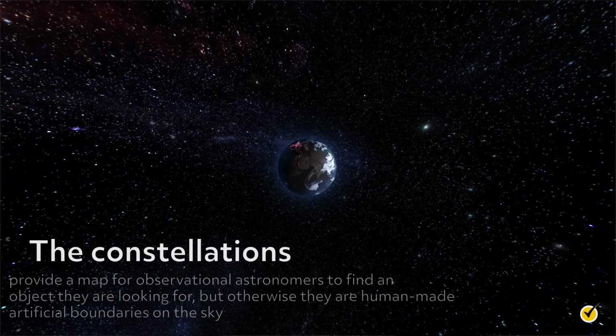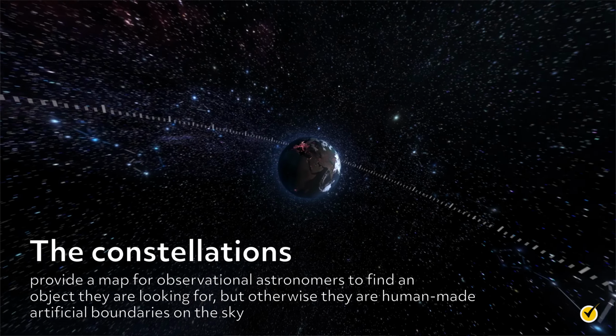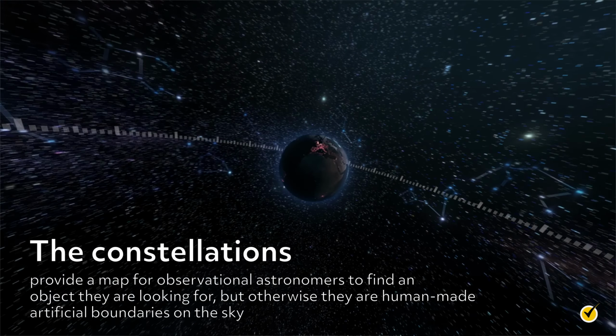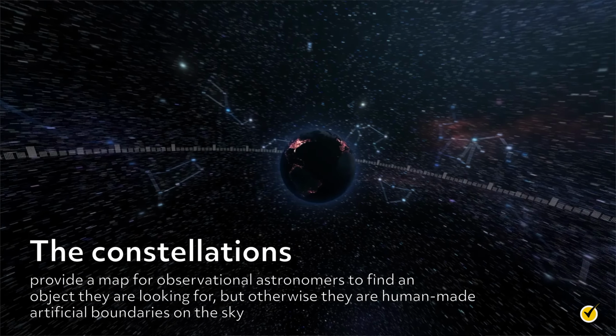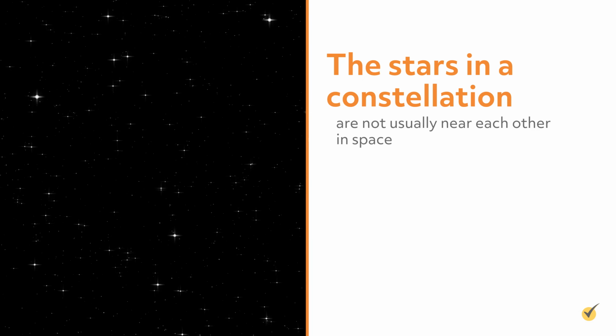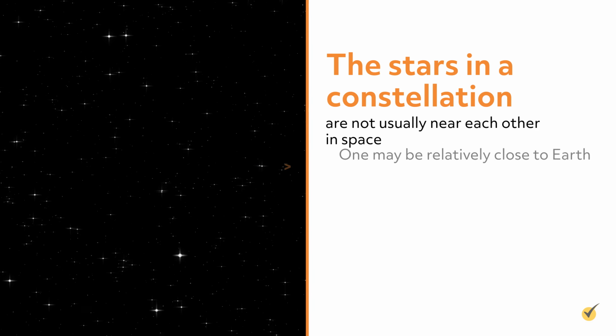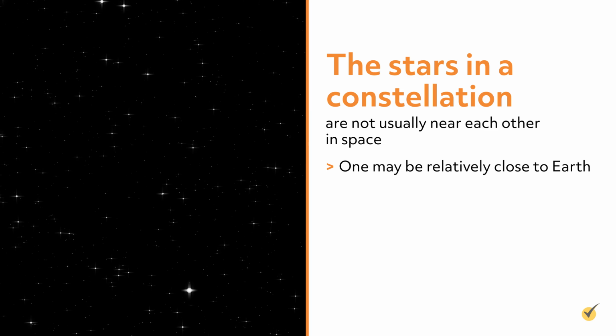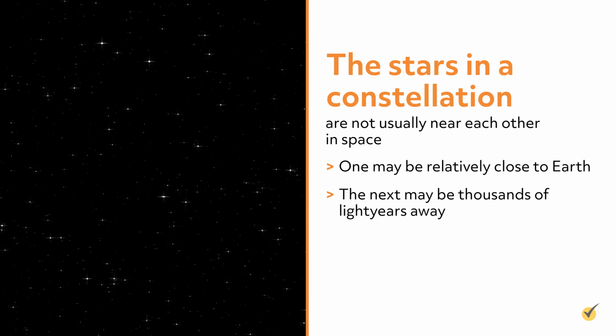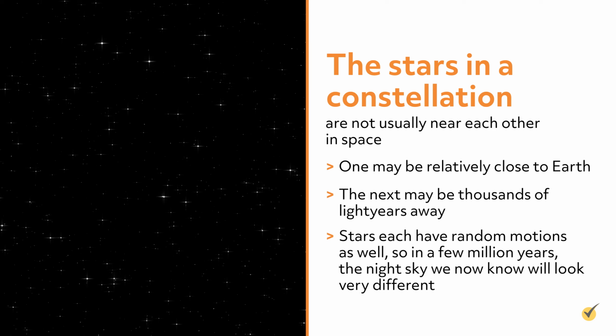The constellations provide a map for observational astronomers to find an object they are looking for, but otherwise they are human-made artificial boundaries on the sky. Interestingly, the stars in a constellation are not usually near each other in space. One may be relatively close to the Earth, and the next may be thousands of light years away. Stars each have random motions as well, so in a few million years, the night sky we now know will look very different. Astronomy has shown that the locations of the stars or planets do not have an effect on day-to-day events of human life.